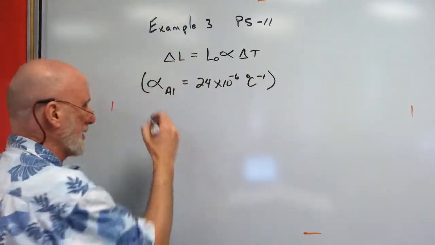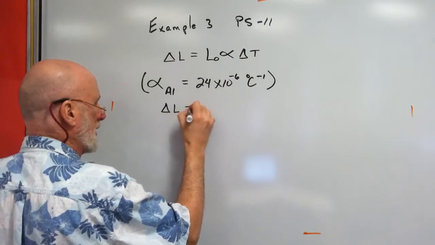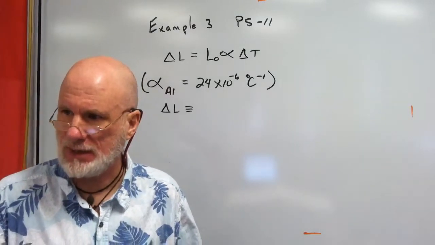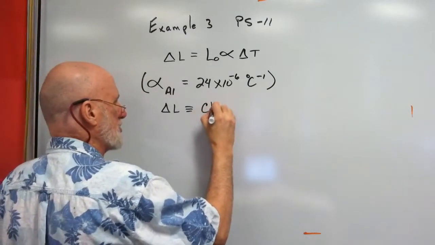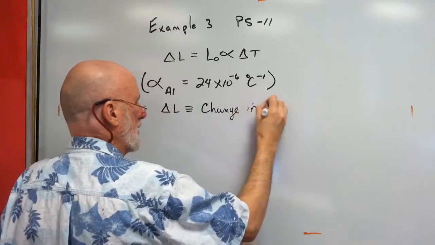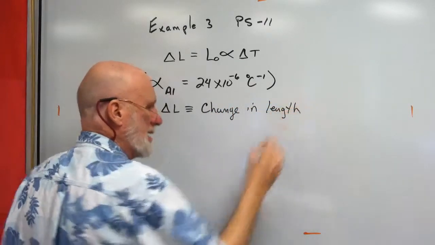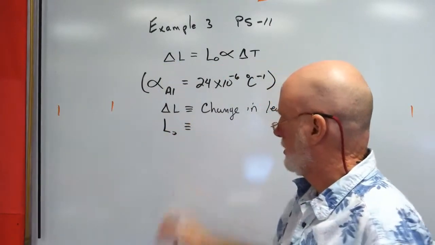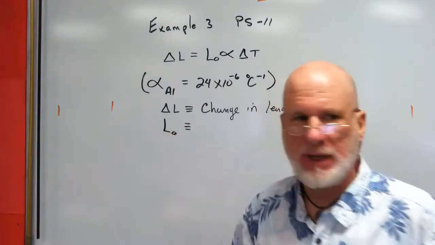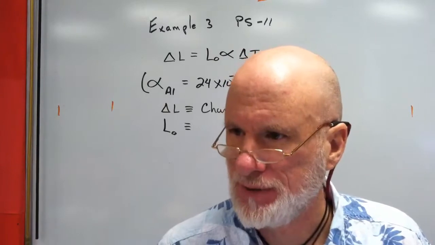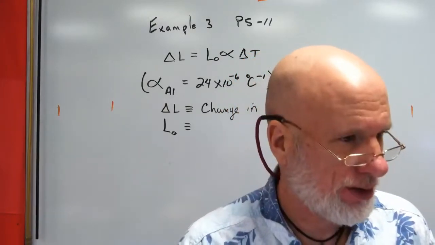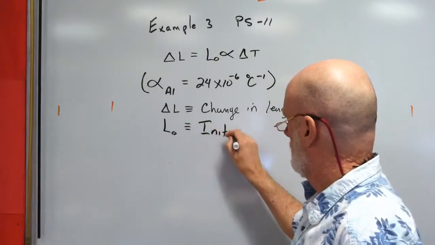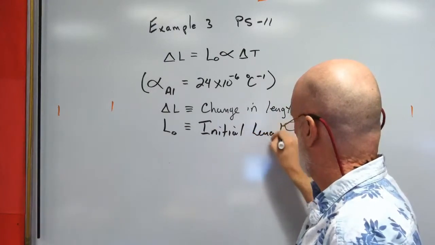Delta L is defined as, with the three parallel lines meaning defined as, correct? This is the change in length, and that's actually what we're going to calculate. L0 is pronounced L naught, and that will be the initial length. It's the beginning length. Okay?